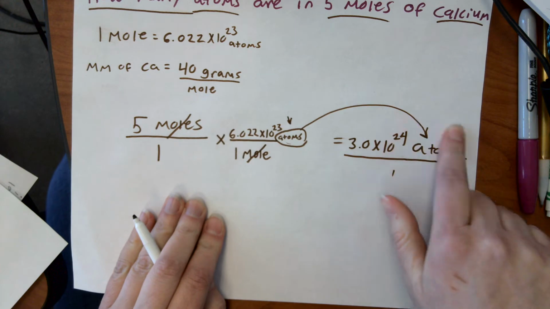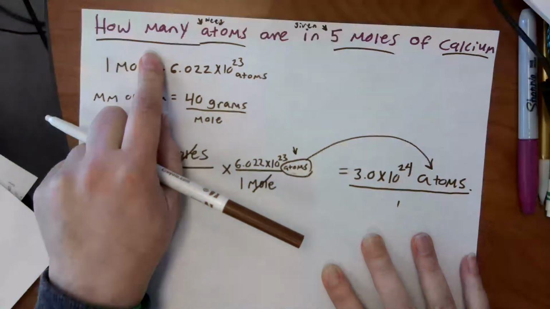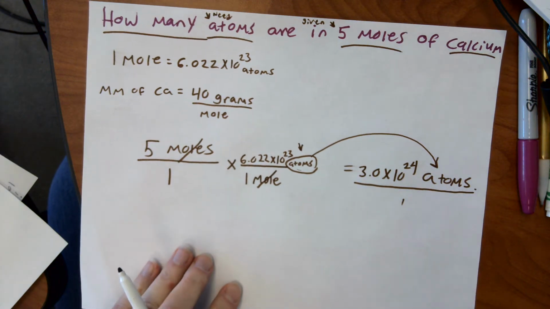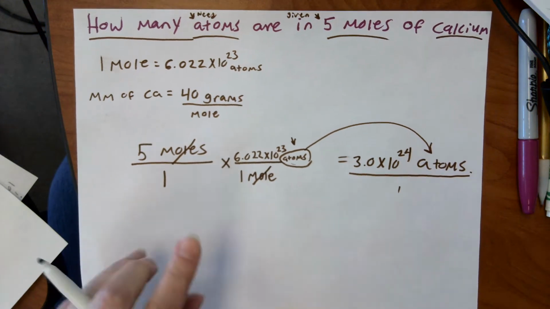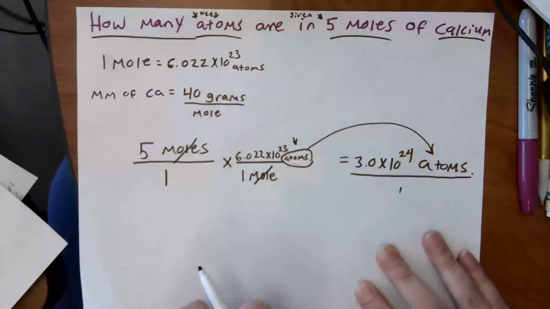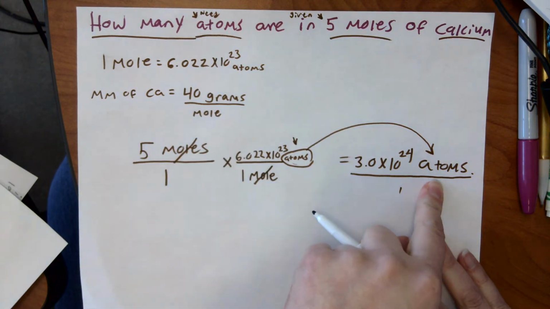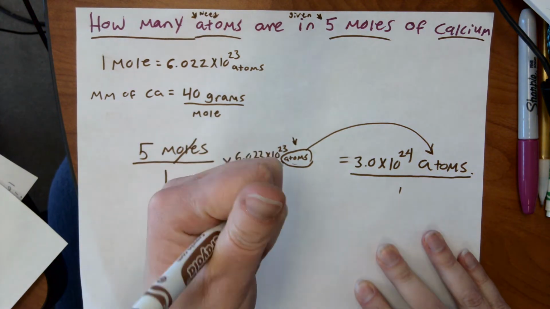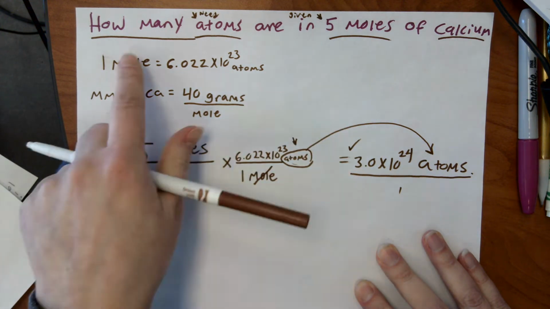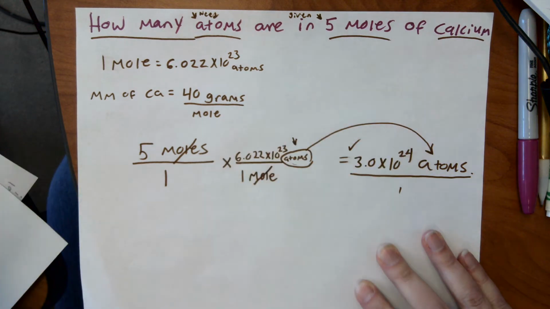Once you get this answer, go back and read your question to make sure that you have what you're looking for. So again, this one was looking for how many atoms are in 5 moles of calcium. Is our answer in atoms what we need to find? Yes, it is. That means you're good to go. You found out how many atoms are there in 5 moles of calcium.